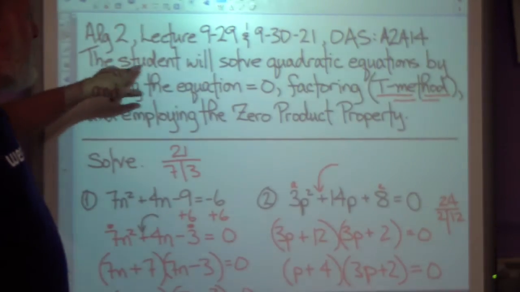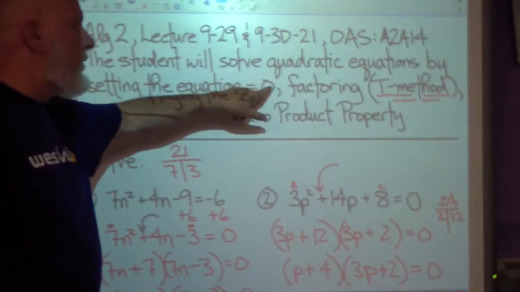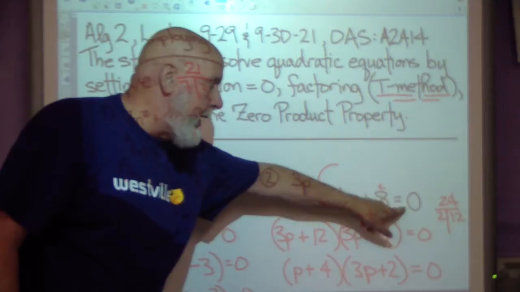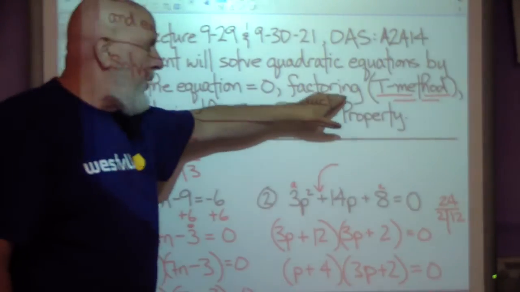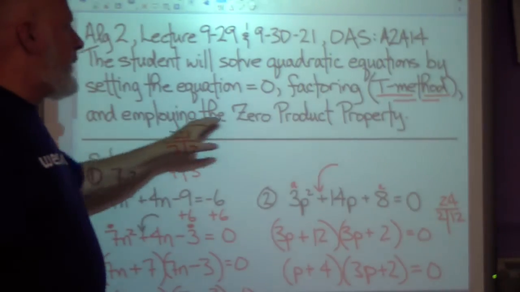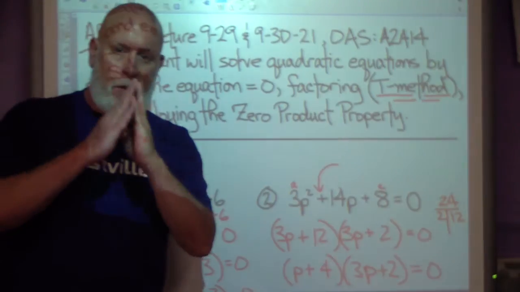We just solved quadratic equations by setting the equation equal to 0. In one case, it was already set equal to 0. Factoring using the t method and employing the zero product property. You can do this.